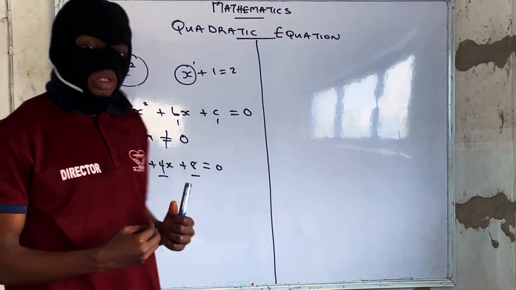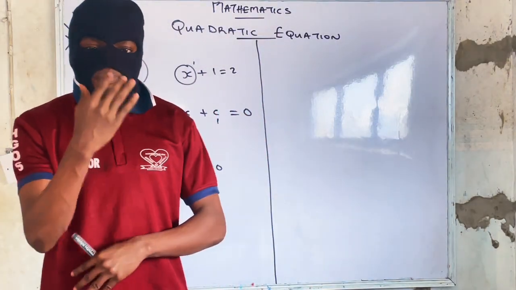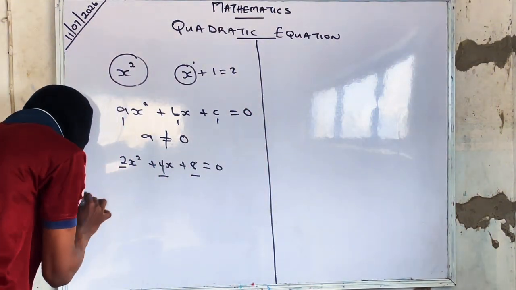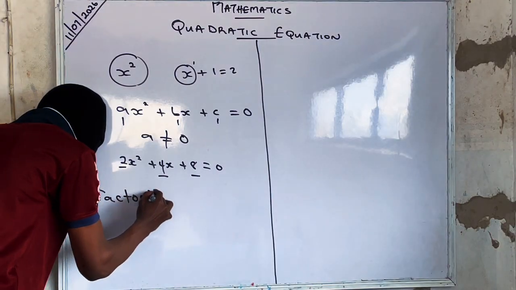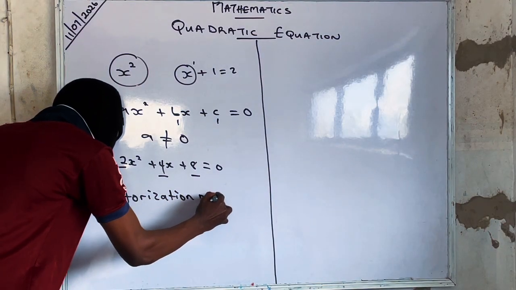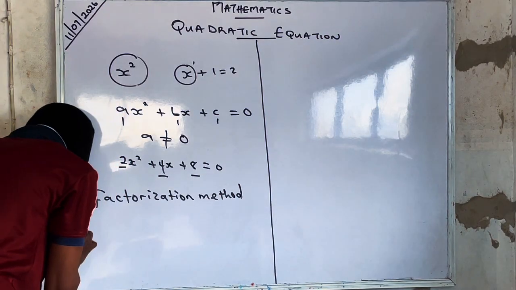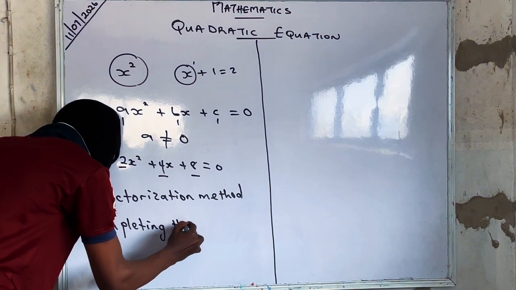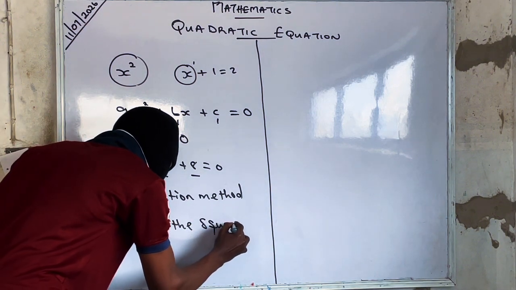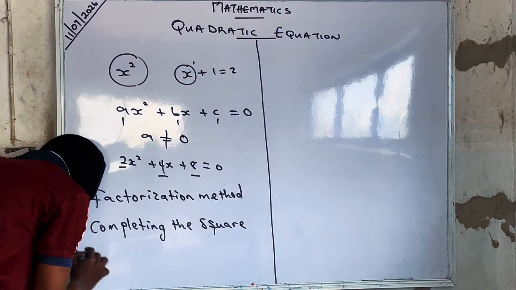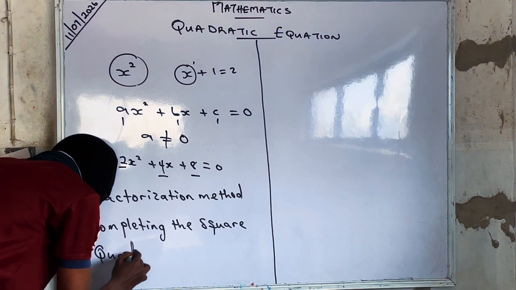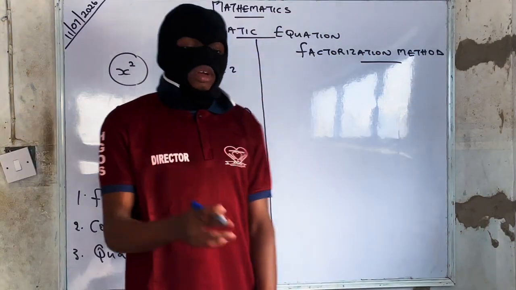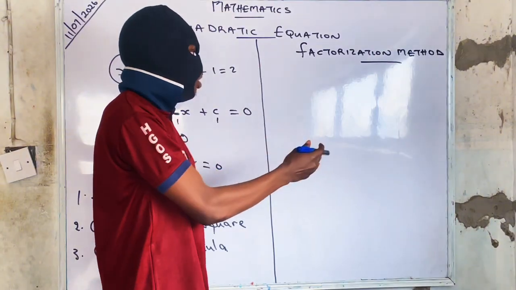Now, for us to be able to solve a quadratic equation, we have a lot of methods that we can use. For example, we have the factorization method. The next one is the completing the square method. We have the quadratic formula. Let's start with the first method, which is the factorization method.